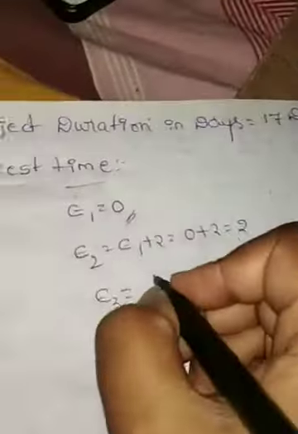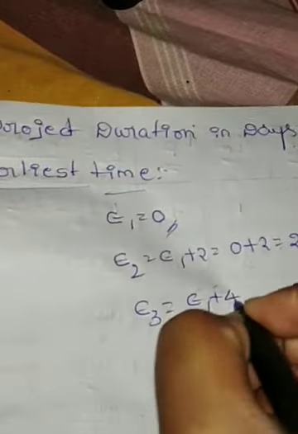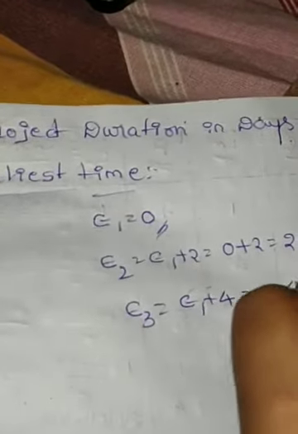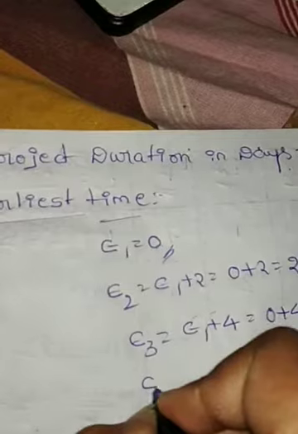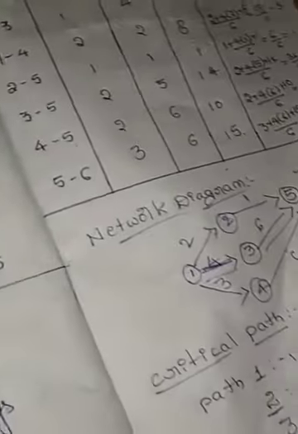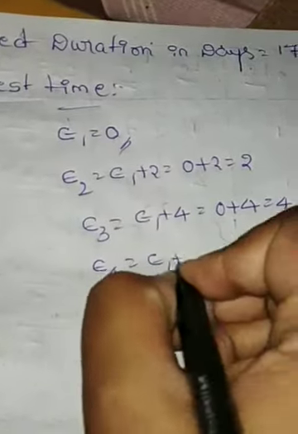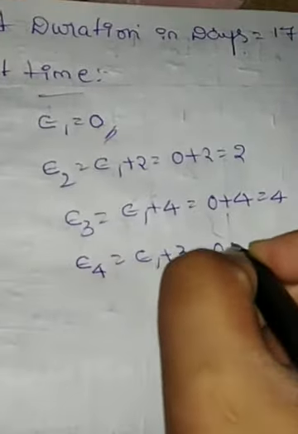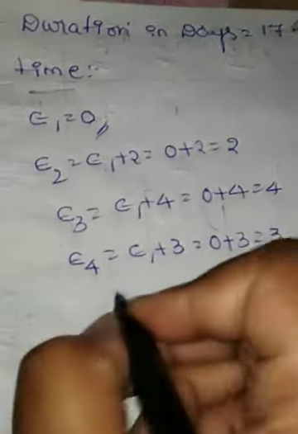Next we have to calculate E3: E1 plus 4, 0 plus 4 is equal to 4. Next E4: E1 plus 3, 0 plus 3 is equal to 3.